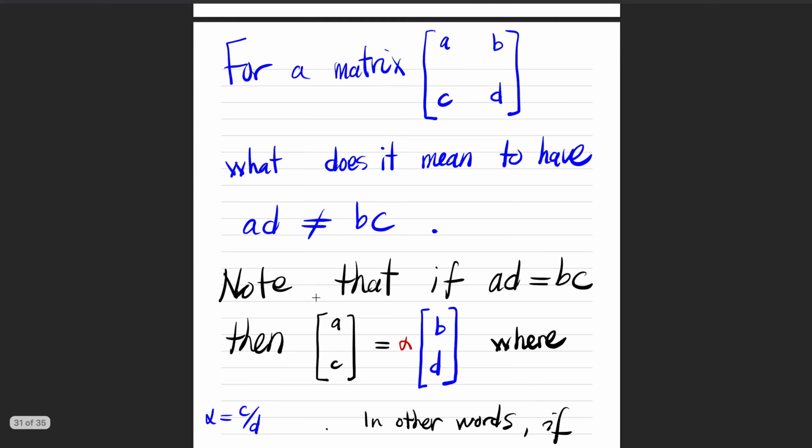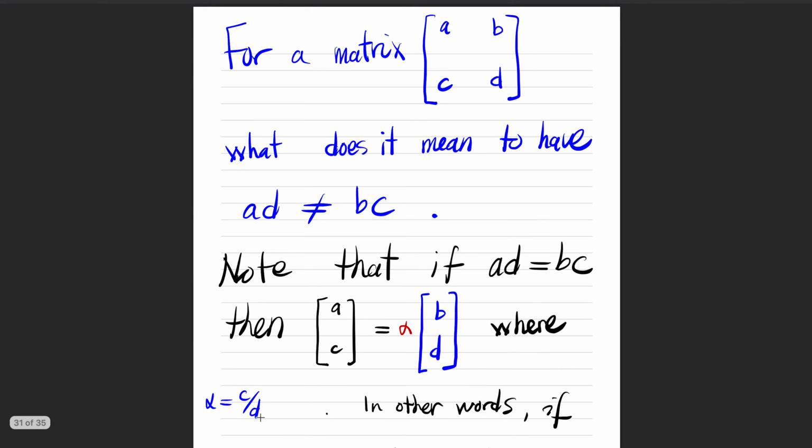This is the bottom line. If AD is equal to BC, then the first column is essentially a rescaling of the second column. There is an alpha, where alpha is C over D, where if you multiply that by the second column, you get the first column. So what does it mean?